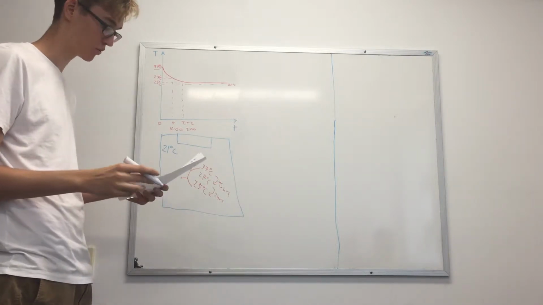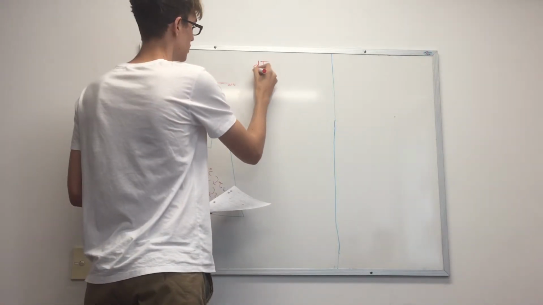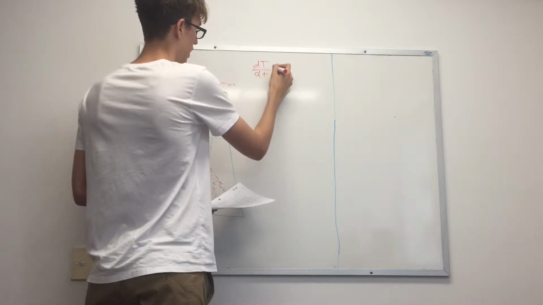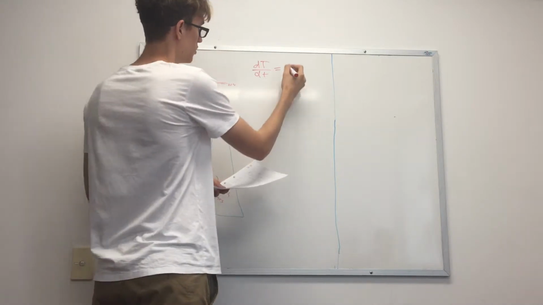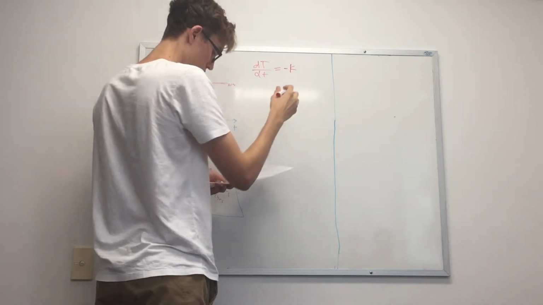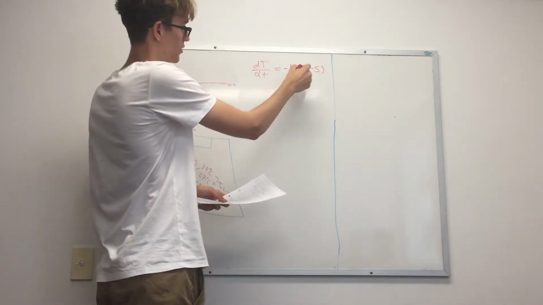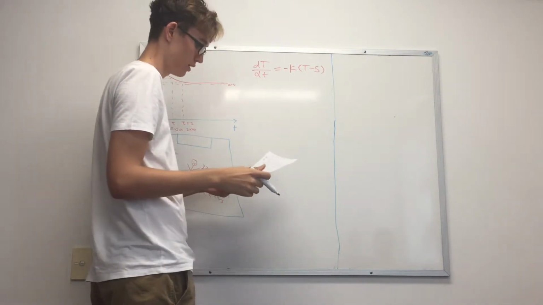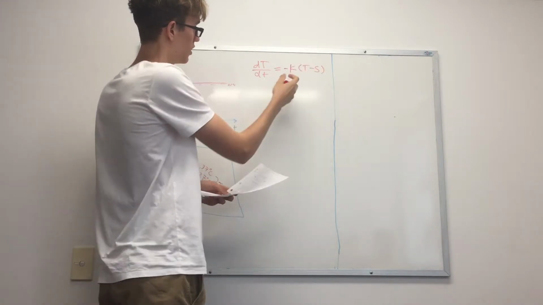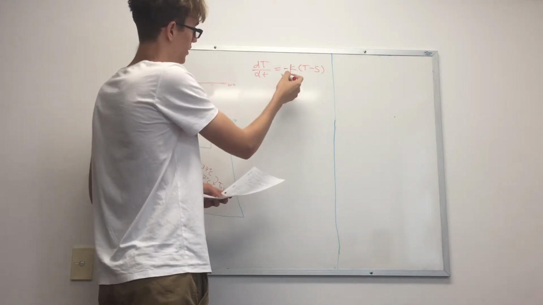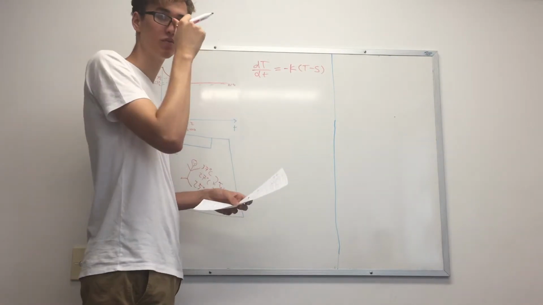So to solve this, we can use Newton's law of cooling, which states that the change in temperature with respect to time of a body is proportional or equal to negative k (T minus S). So it's proportional to the difference between the temperature of the body and the temperature of the surroundings, or it's equal to k times (T minus S), where k could have been negative, but it just makes more sense conceptually to have the negative sign out the front. And we can solve this via separation.